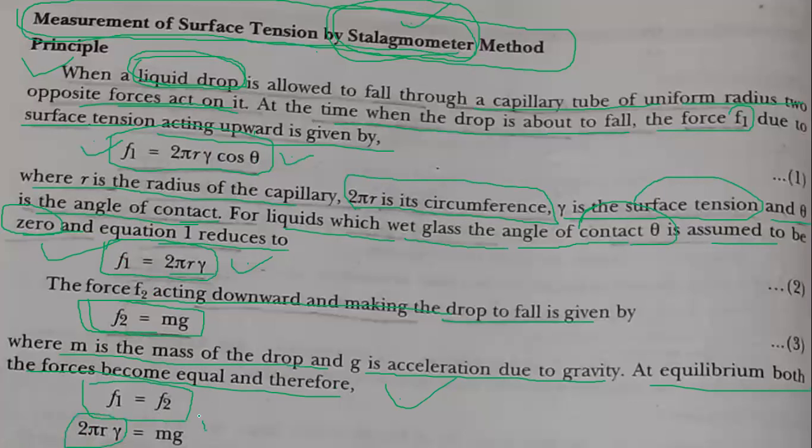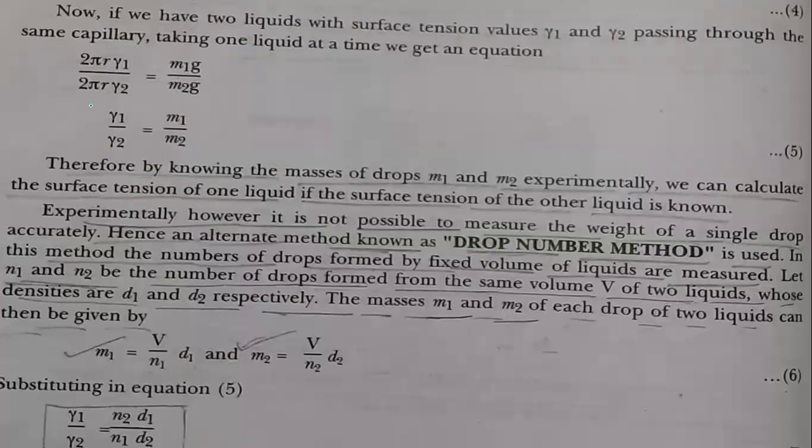And what is F2? It's mg. Okay, see now what happens. If we have two liquids with surface tensions gamma 1 and gamma 2 passing through the same capillary, taking one liquid at a time, we get an equation.